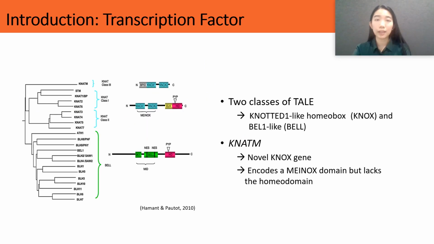There are two classes of TALE found in plants. The first one is knotted1-like homeobox, or KNOX. The second one is BELL1-like, or BELL. And NetM is a novel KNOX gene that falls into the third class of the KNOX gene family. It encodes the main KNOX domain but lacks the homeodomain.